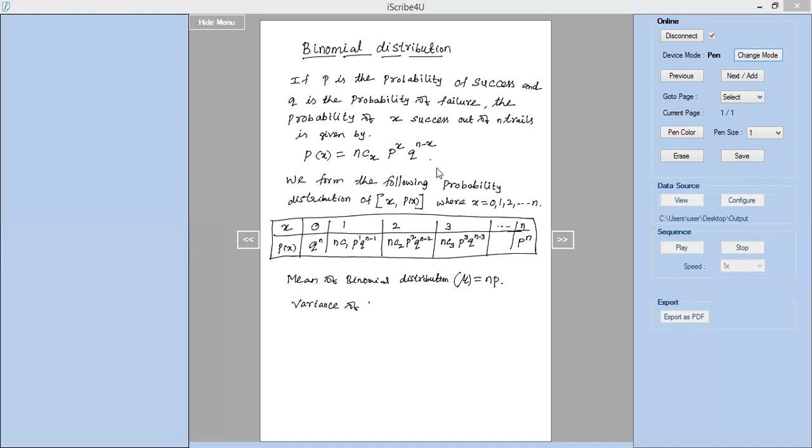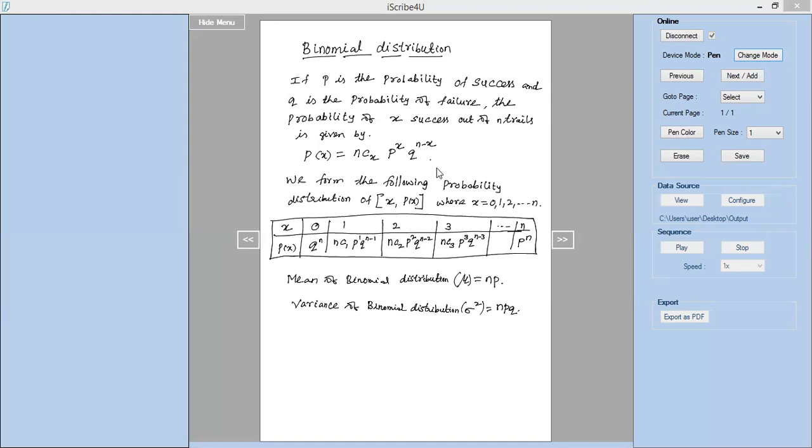Variance of binomial distribution should be sigma square, which is n into P into Q. Proofs are all there, but while using them in problems, we will use only the formulas. Mean of binomial distribution, mu equal to np. Variance of binomial distribution, sigma square equal to npq.